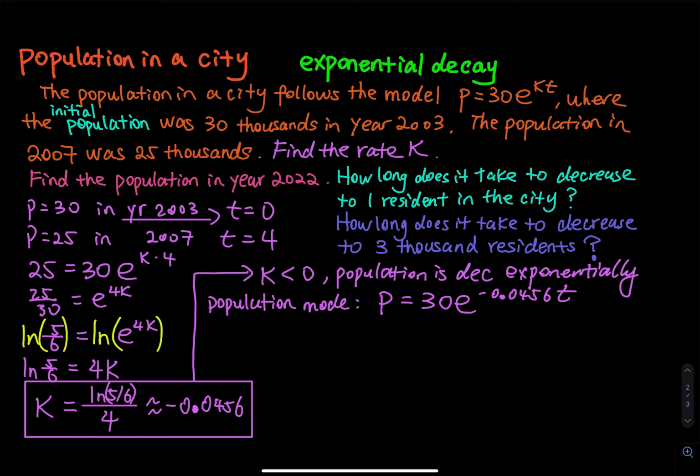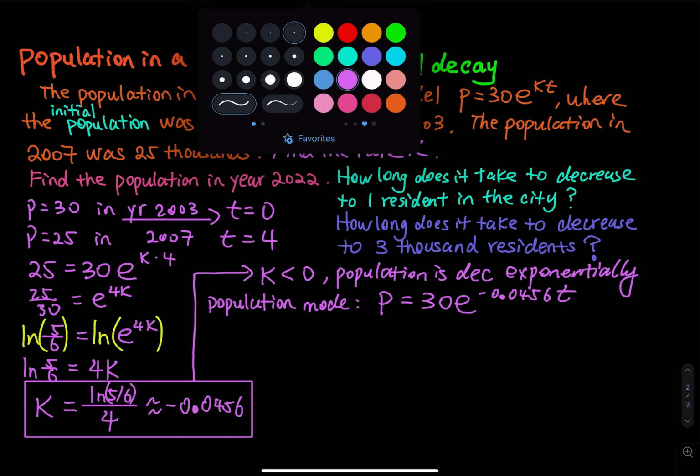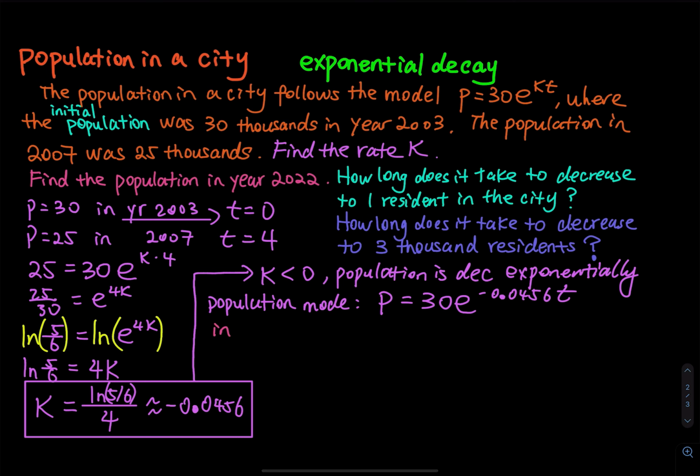Now I can start answering the question. They want me to find the population in the year 2022. So I'm going to match the color. In 2022, what is t? T is equal to... I should take a step back.